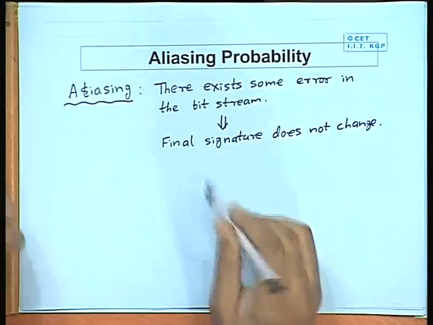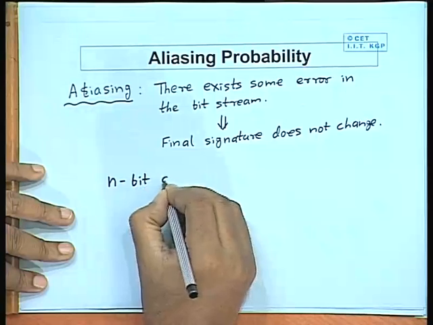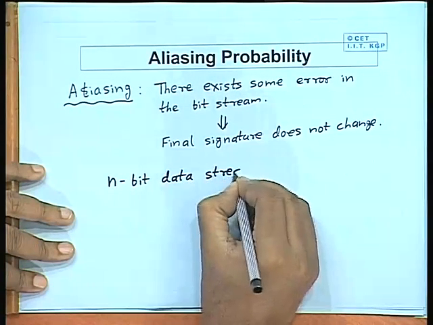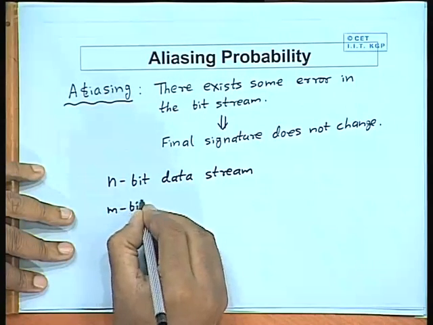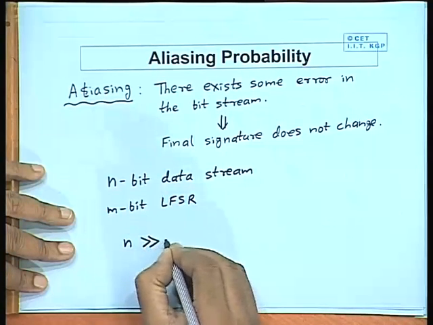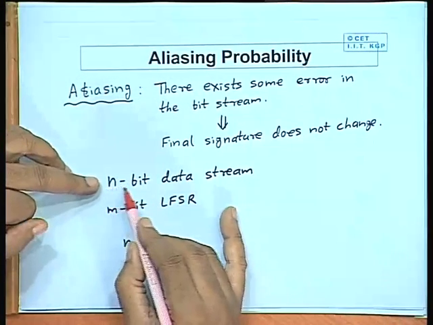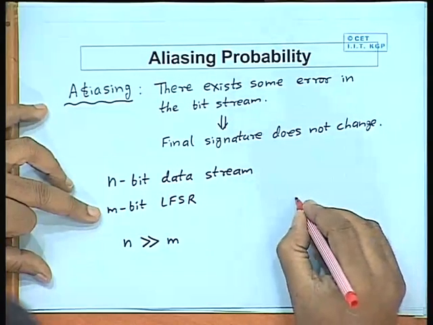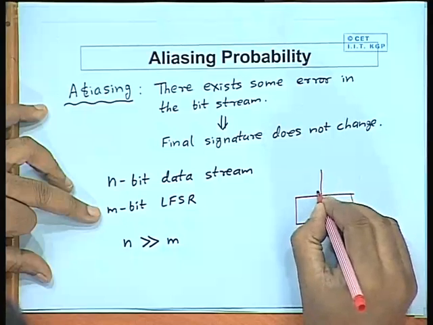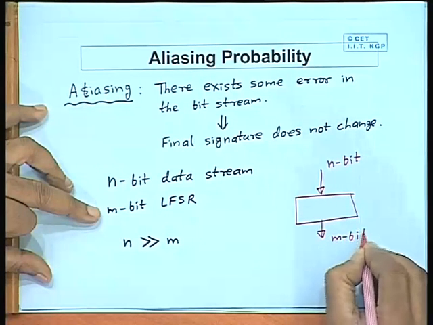Now, let us try to do a simplified analysis of this problem. Let us say that we have an n bit data stream and we have an m bit LFSR. Typically, for most practical purposes, the value of n is much larger as compared to m, because n can be of the order of millions and m can be of the order of 16, 32 or 64 maximum. Okay. Now, let us see what this means. We are trying to compress an n bit pattern into an m bit LFSR. So, we have a response compactor block where at the input we are feeding n bit data, and as the output we are getting an m bit compressed response.